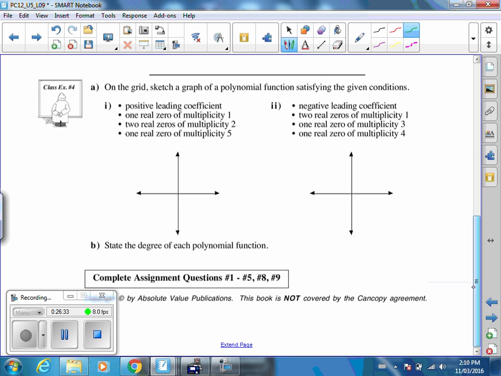On this, sketch it. Positive leading coefficient, so it has to go like this. 1 of multiplicity 1, so let's just go like that. 1 at 2. 2 real zeros of 2, something like that. And then 1 of 5. There we go.